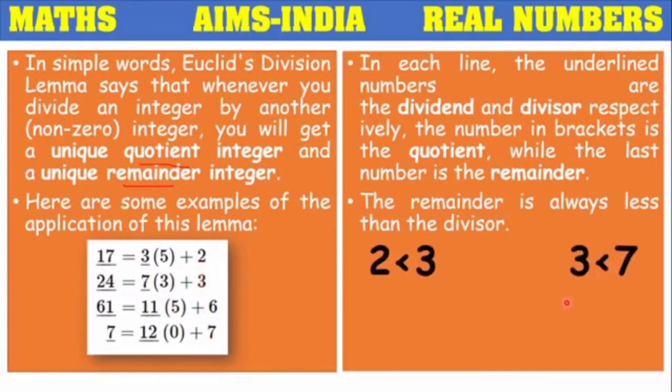If you observe these examples, here the remainder is 2, which is less than divisor 3. Remainder 3 is less than divisor 7. 6 is less than 11. 7 is less than 12. So in all these examples, what we have observed is that we have two numbers like a and b, and satisfying a and b, we have two more numbers like q and r, which are unique, and r is always less than the divisor b. So like this we can prove Euclid's division lemma.